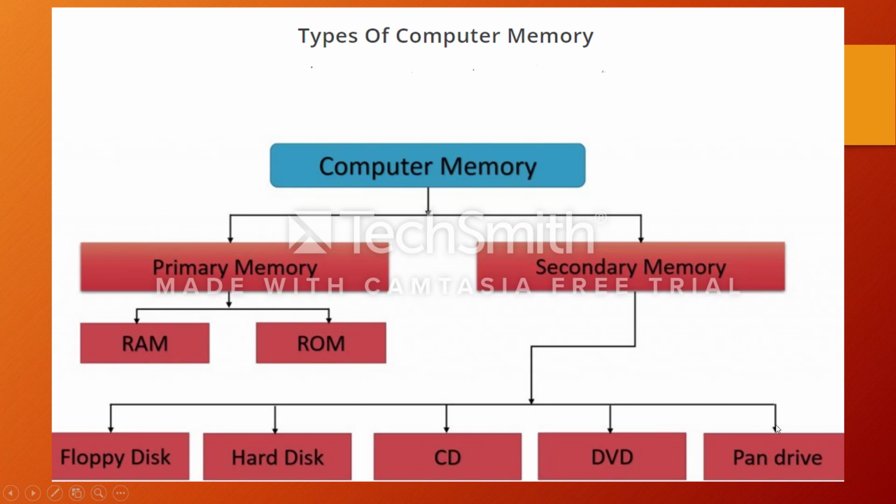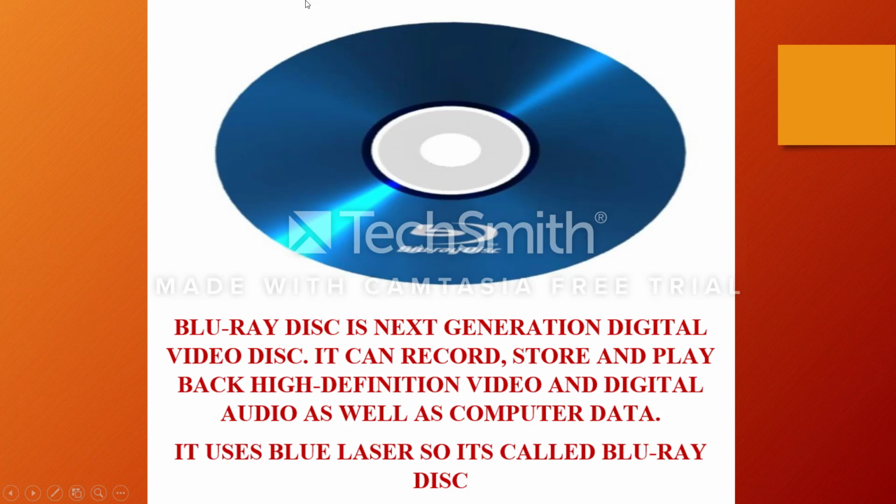Fine. Now children, next we have another type of very modern storage memory. This is your Blu-ray disc. It got its name Blu-ray because it uses blue laser light. These are next generation digital video discs, and they can record, store, and play back high definition video, digital audio, as well as computer data.